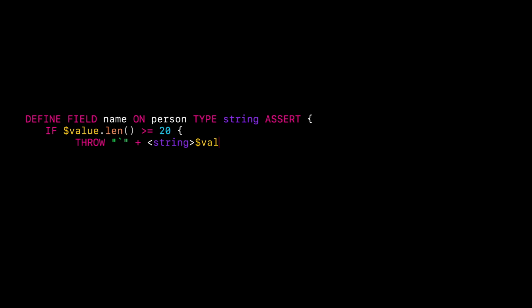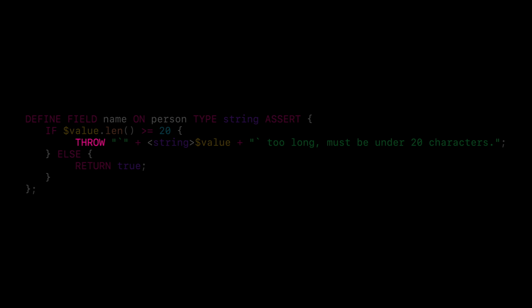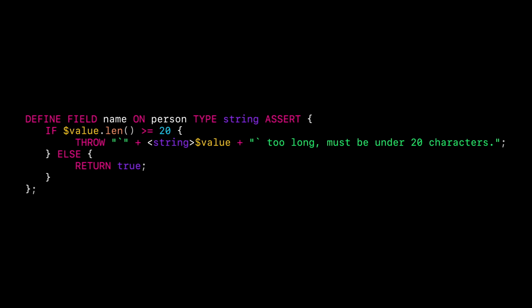By default, assert gives you built-in error messages, but with throw, you can fully customize them. This gives error output that's as tailored to the end users as you'd like it to be.